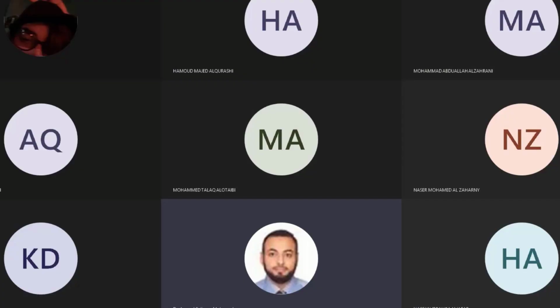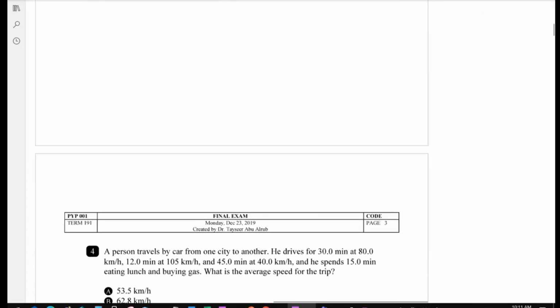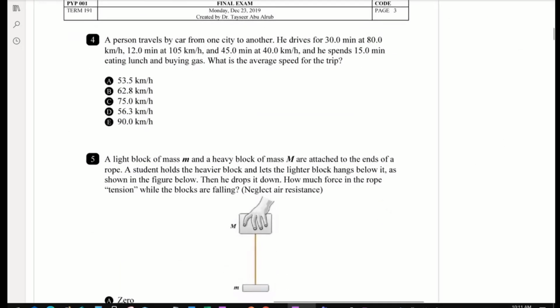And I will collect all the problems that I will solve in all the sections, and I will upload it to the Blackboard or give it to you on the WhatsApp. It's up to you. Okay. So let's see something else.